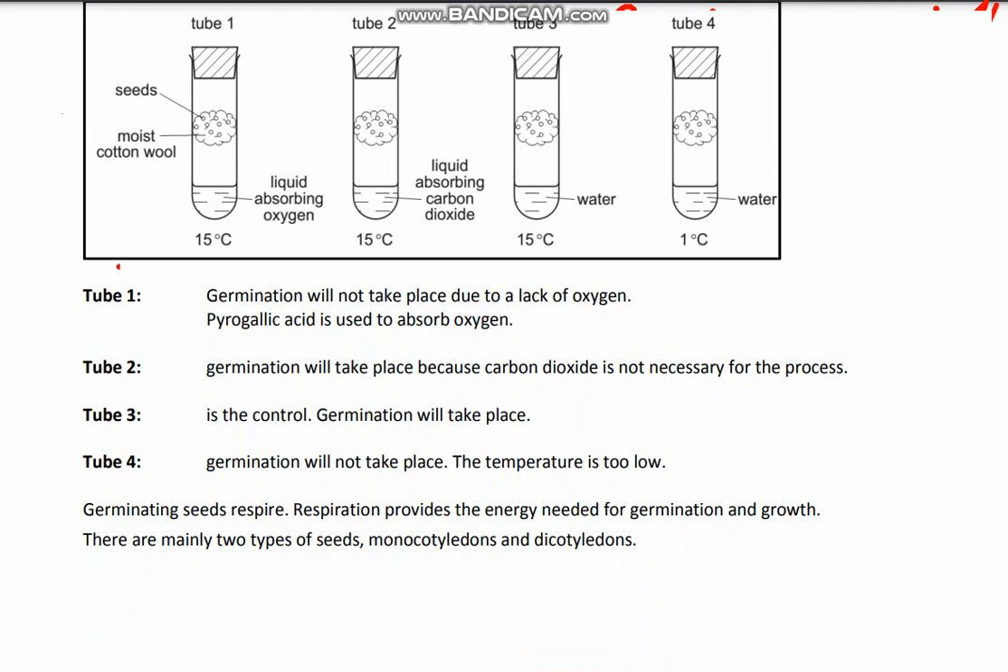The second one contains seeds. The third one contains seeds. The fourth one contains seeds, which means there are seeds here. But we want to see which of these test tubes will have the seeds that will germinate.